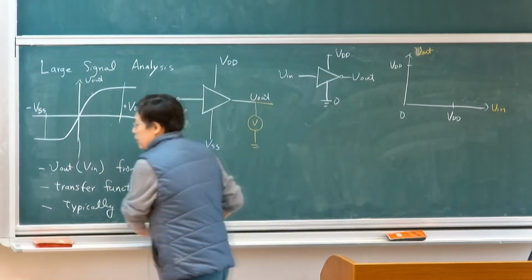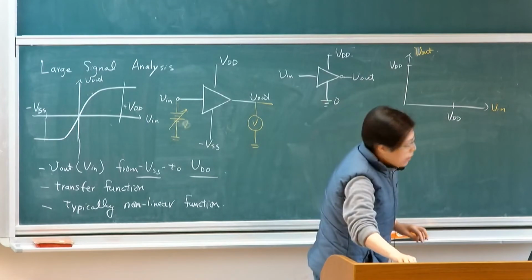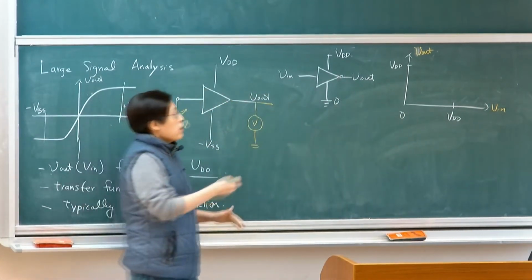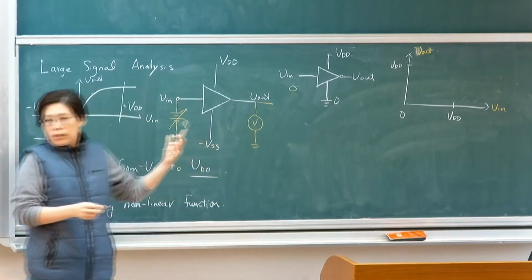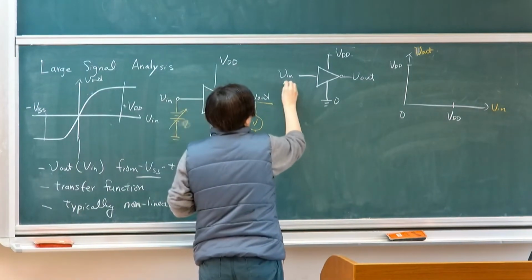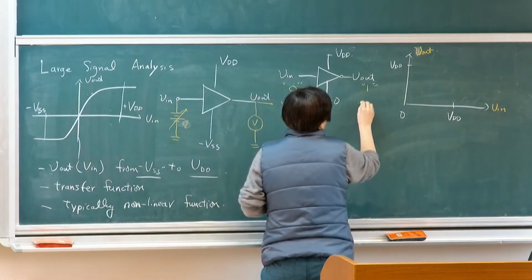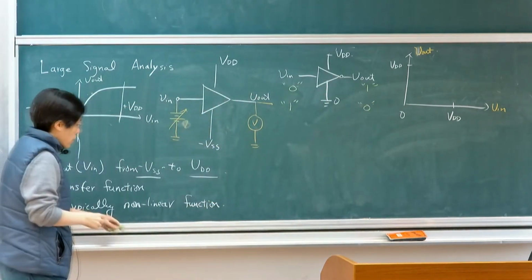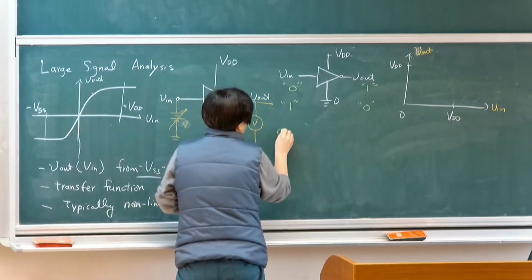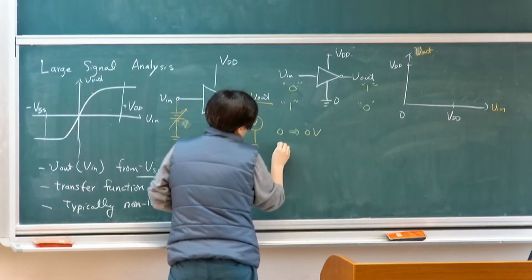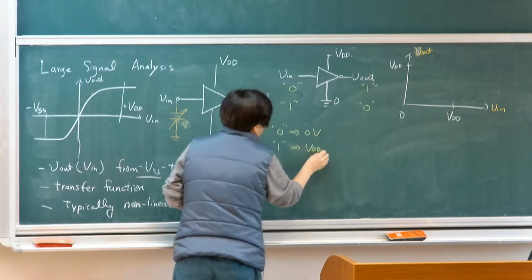So let's say if my input is logic 0, it will then give me what? Inverter. 1, correct. So logic 0 will give me logic 1. If it's 1, it will then give me 0. If I define 0 as corresponding to 0 volt, and 1 corresponding to VDD, that's typically what is being defined.